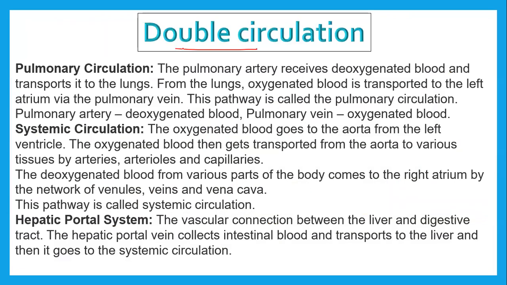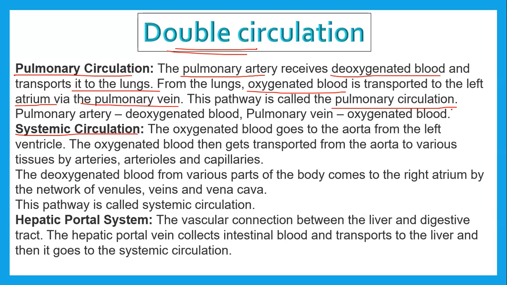Next, you have the concept of double circulation of blood. What do you mean by double circulation? It includes two different circulations, that is the pulmonary circulation and the systemic circulation. Pulmonary circulation means the pulmonary artery receives deoxygenated blood and it is transported to the lungs. From the lungs, oxygenated blood is transported to the left atrium through the pulmonary vein, and this is referred to as the pulmonary circulation. Pulmonary means lung. So the circulation which involves purification of the blood, you will call it the pulmonary circulation.